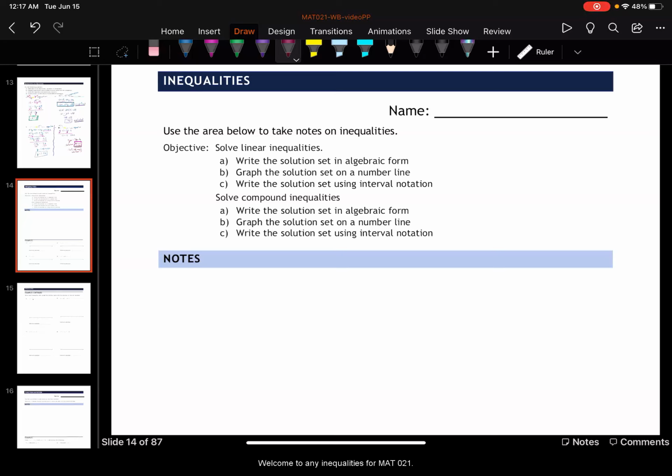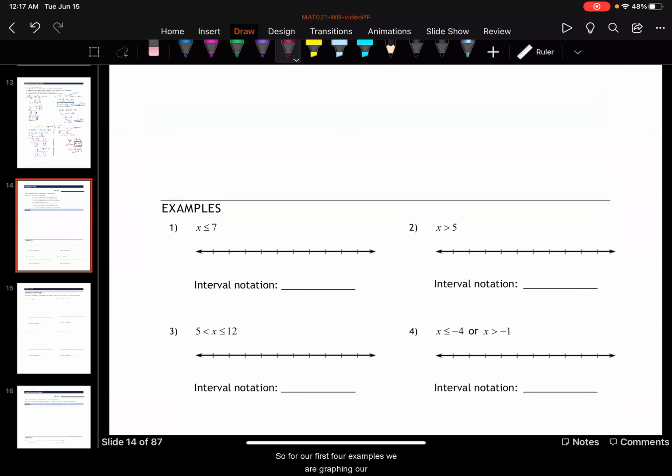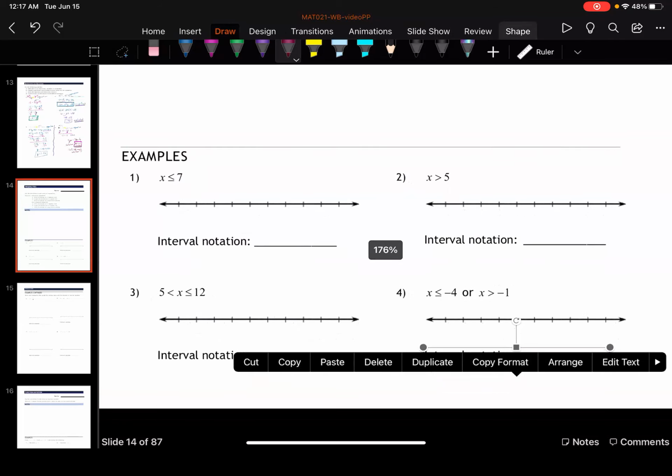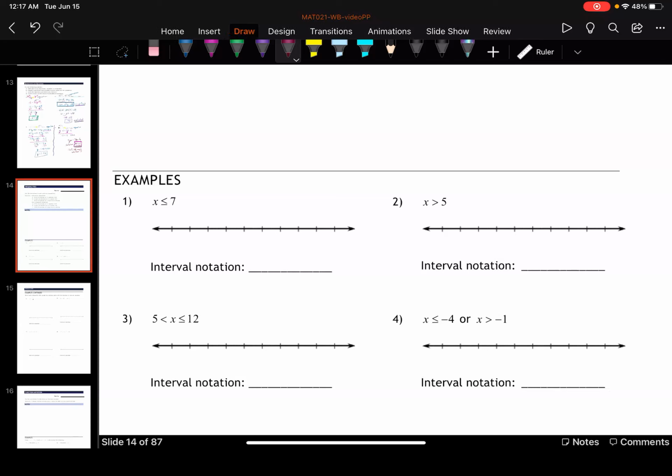Welcome to Inequalities for MAT021. For this video, we're going to be looking at examples 1 through 4, and in our next video, we'll look at examples 5 through 8. So for our first 4 examples, we're graphing our inequalities and we will write them in interval notation.